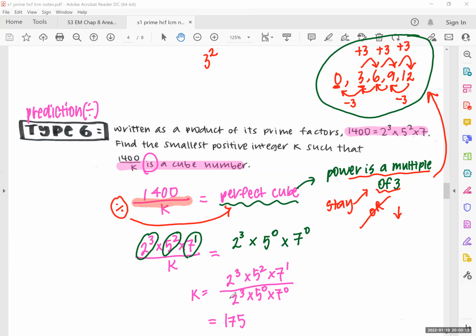And that's all. Okay? And that's all for prediction. We just did prediction, perfect square, perfect cube, multiply, and divide. So now we have 2 more different question types. What are the 2 more question types? It's number 4 and 7, which is the same.